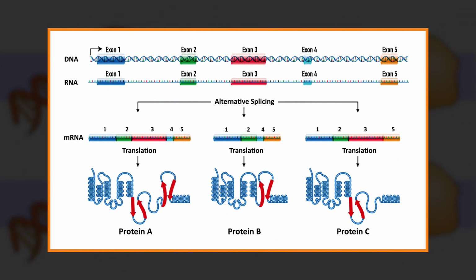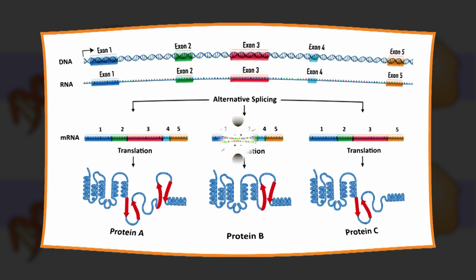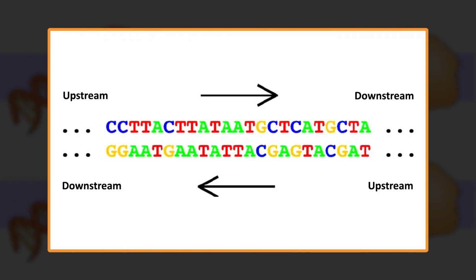Introns can be spliced out differently, resulting in various exons being included or excluded from the final mRNA product. This process is known as alternative splicing. The advantage of alternative splicing is that different types of mRNA transcripts can be generated, all derived from the same DNA sequence.